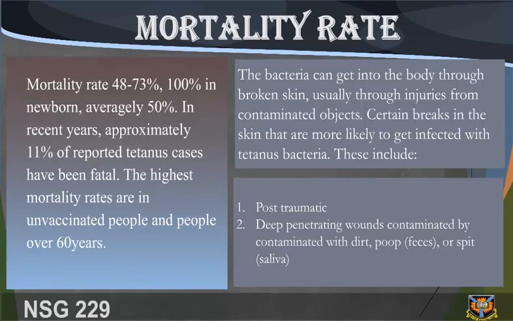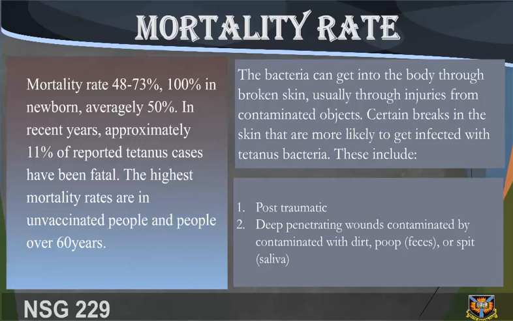Mortality rate: 48 to 73%, 100% in newborns, averaging 50%. In recent years, approximately 11% of reported tetanus cases have been fatal. The highest mortality rates are in unvaccinated people and people over 60 years.